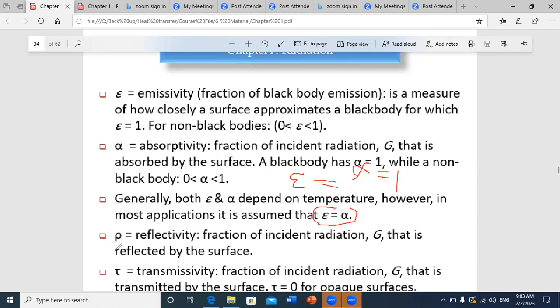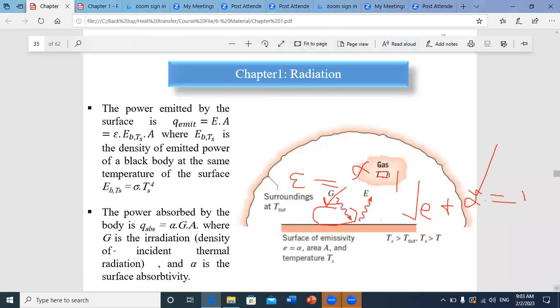And rho represents the reflectivity fraction. So as we mentioned, you can say that rho plus alpha equals 1. And in case, for example, they give you rho, you can calculate alpha and you can deduce the emissivity. Okay. Now, for the case of transmissivity, as we mentioned, for an opaque surface, the transmittivity is equal to 0.